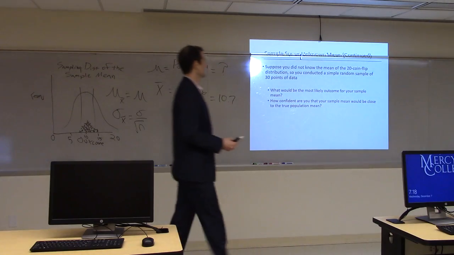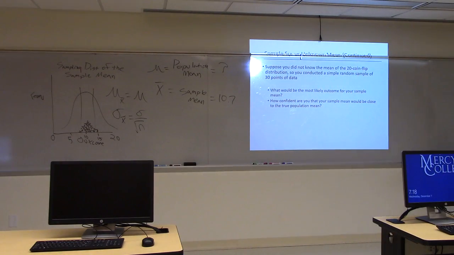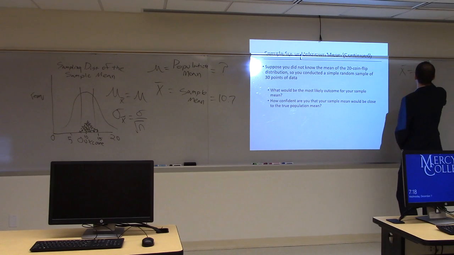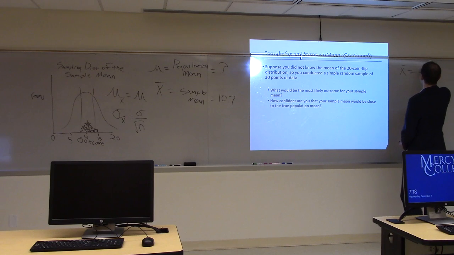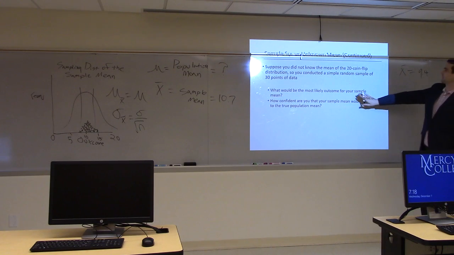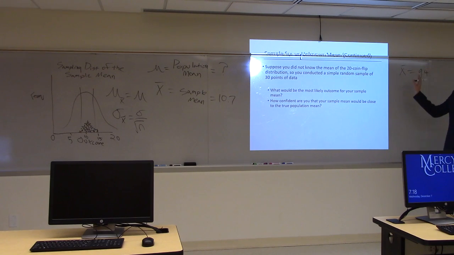Alright. So suppose we did not know the mean of the 20 coin flip distribution. So we conducted a random sample, 30 points of data. We got, say, a sample mean of 9.4. How confident are you, no wait a minute. What would be the most likely outcome for this sample mean? We got 9.4, but what's the most likely outcome? What would it have been before we got 9.4?